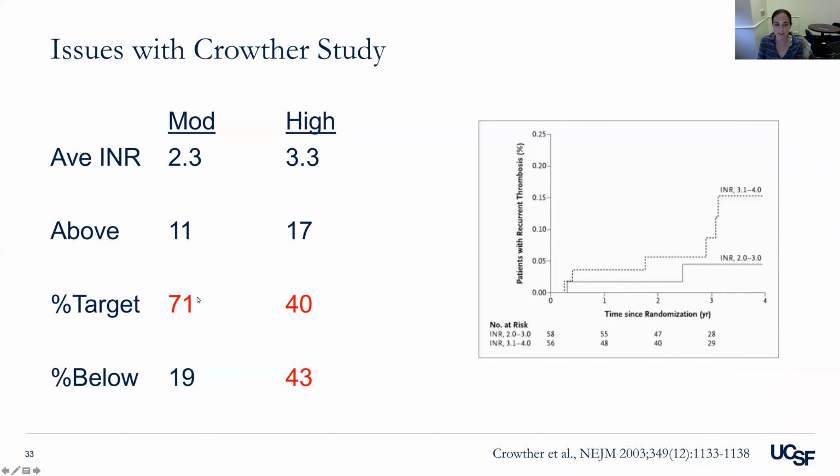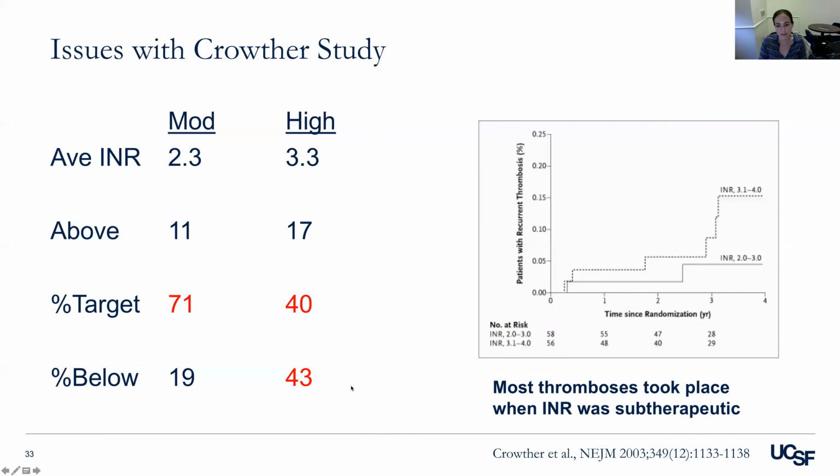So in some ways, this trial is actually comparing moderate intensity to moderate intensity warfarin, because many of the patients were not actually in that high intensity group, the bulk of the study. Obviously this is something that we face in real life with warfarin, and the difficulties with getting patients to their therapeutic target and keeping them there. But I think it's important as we're extrapolating the results from the study. And importantly as well, most of the thromboses that occurred in the high intensity group took place when the INR was subtherapeutic or below the 3 to 4 range.